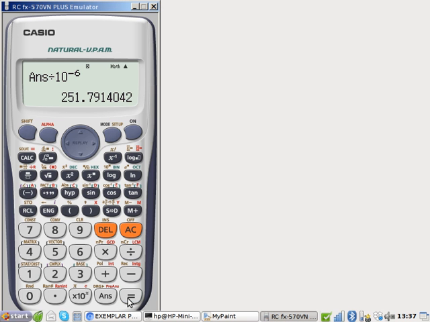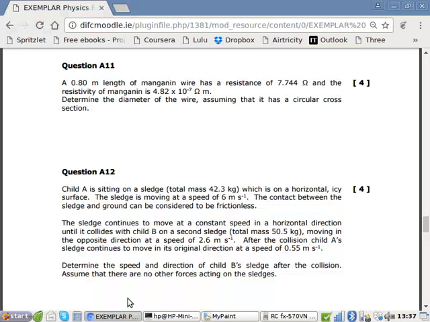So 252 micrometers is the answer. Or you can leave it, but it's good practice to do this. 252 micrometers is the diameter. Micro is mu. Okay, you have that? Yes, continue. Okay. Next, 12.